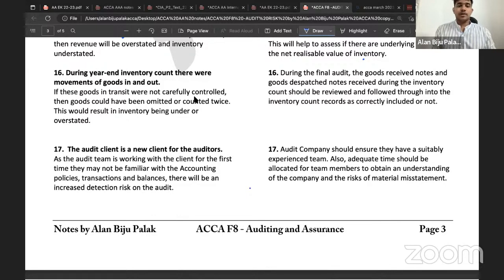We might not be familiar with the client's accounting policies, transactions and balances, and this might create detection risk on the company's audit. And അവിടെ നമുക്ക് റെസ്പോൺസ് ആയിട്ട് പറയാൻ പറ്റുന്നത് എന്തായിരിക്കും? Since it's a new client, നമ്മൾ എന്ത് ചെയ്യണം? We need to use an experienced team and we must also spend adequate time to understand about the company, and we must spend proper time on assessing the risk of material mistakes. അപ്പോൾ നമ്മൾ സ്യൂട്ടബിളി എക്സ്പീരിയൻസ് ടീമിനെ യൂസ് ചെയ്യണം, ആഡിക്വേറ്റ് ടൈം സ്പെൻഡ് ചെയ്ത് കമ്പനിനെ കുറിച്ചും റിസ്ക് ഓഫ് മിസ്റ്റേക്സിനെ കുറിച്ചും മനസ്സിലാക്കണം എന്ന് പറയാം.